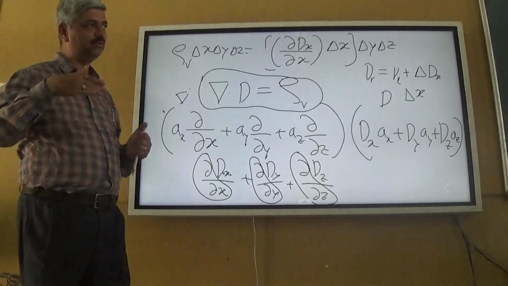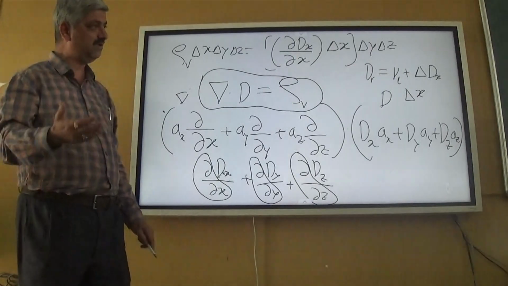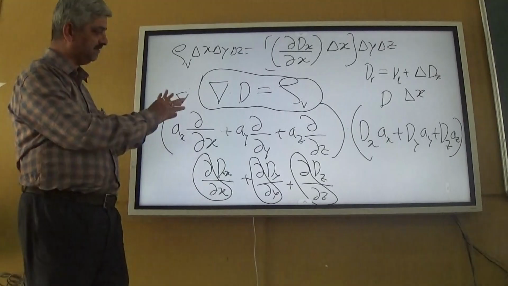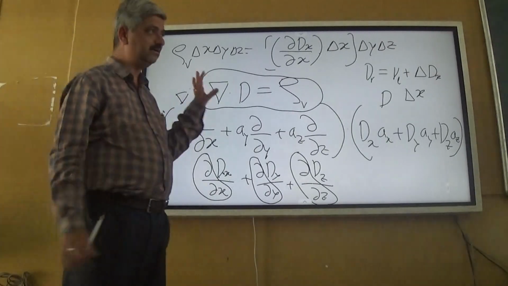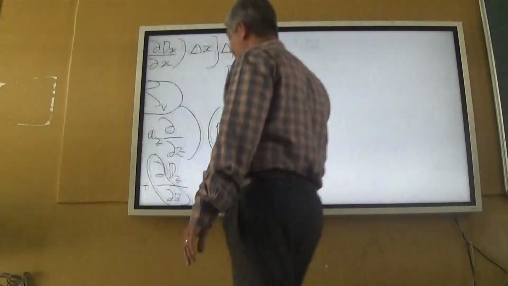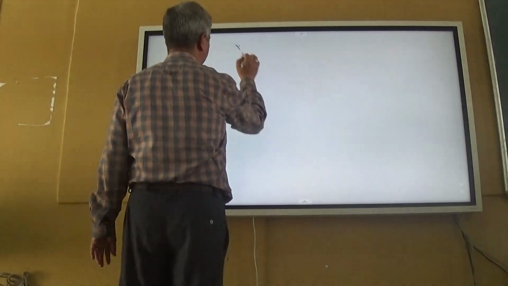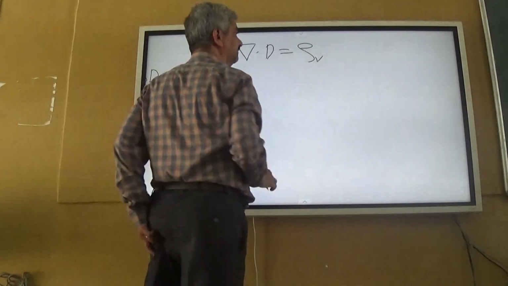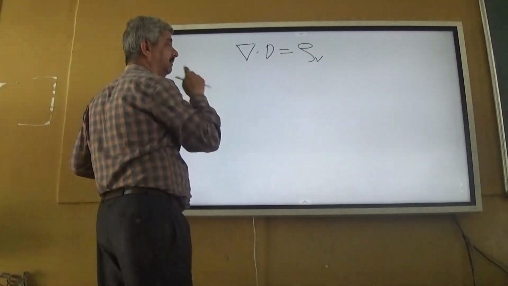So I would like to explore one further imagination, which is also needed for us in the next topic, that is potential. So I hope that this divergence concept is very clear, and the divergence theorem. So, del dot D is equal to rho v.